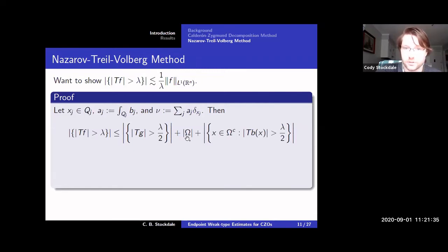This term here is also going to be good because of the second property on the previous slide. This is just the level set where F is bigger than lambda. So you can do Chebyshev's inequality and you get exactly right to here in one step. And this one we have to work a little bit harder.